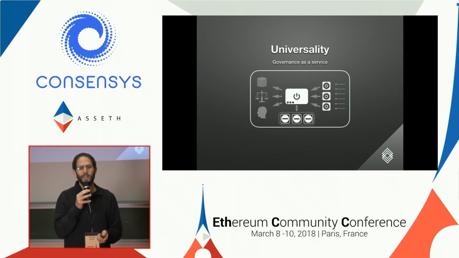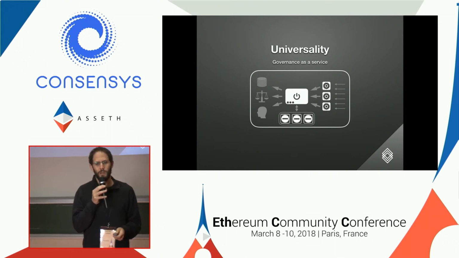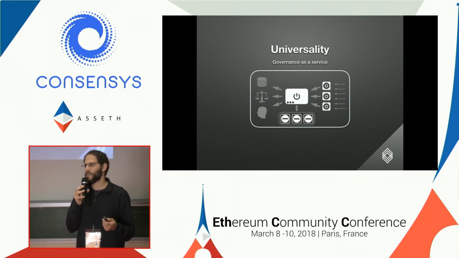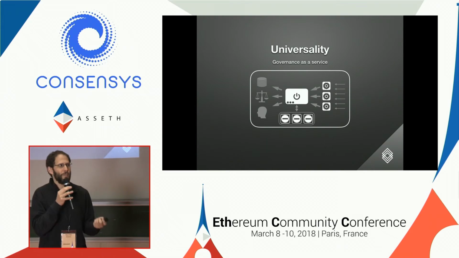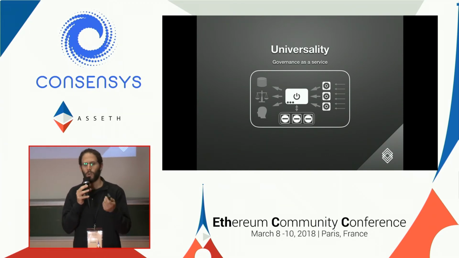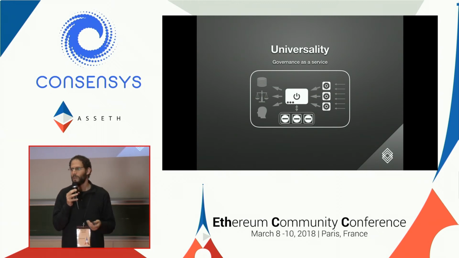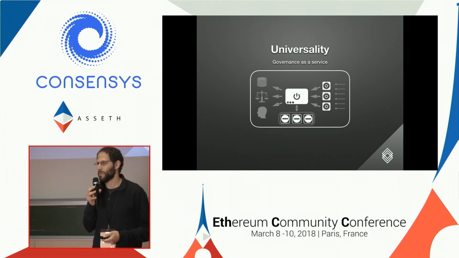And finally, universality means that each of the white contracts that you see over there is basically universal, in the sense that you don't need to redeploy it every time you're deploying a new agency. So the only thing you need to redeploy is the tokens, reputations, and avatars. So in that sense, these modules are serving as a governance-as-a-service sort of thing.